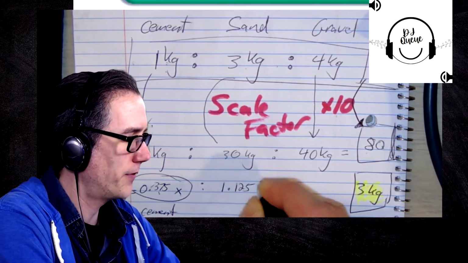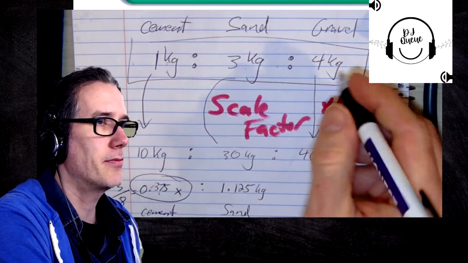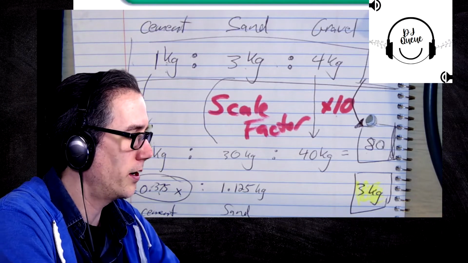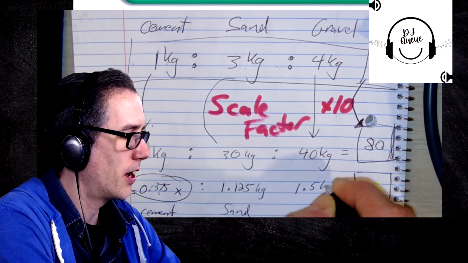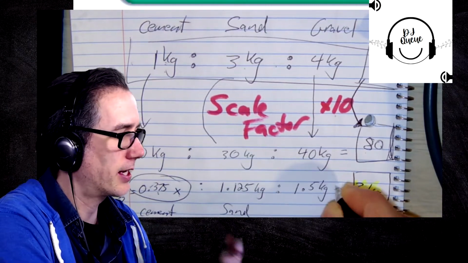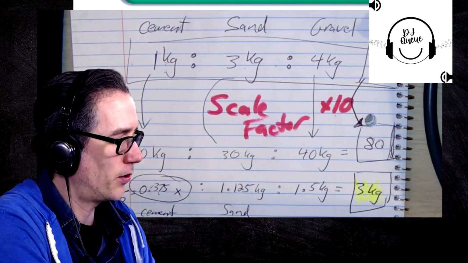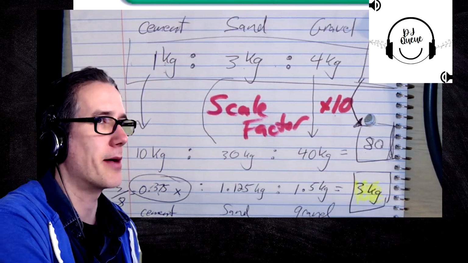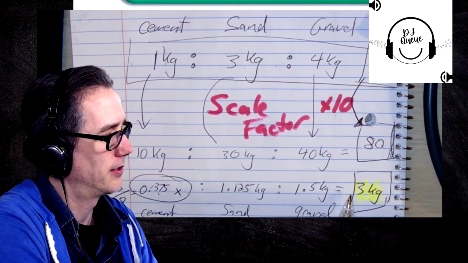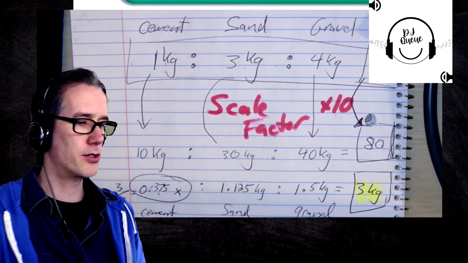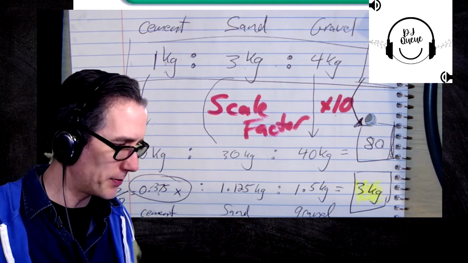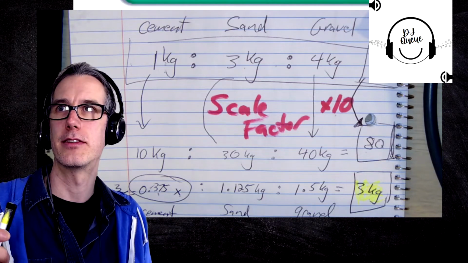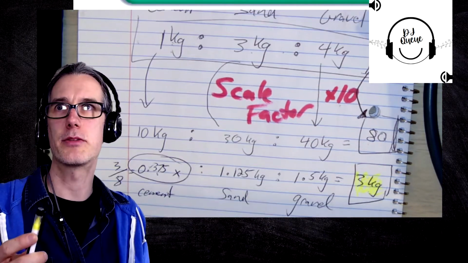1.125 kilograms of sand. I do the same initial scale factor, 0.375, times 4 to give me 1.5 kilograms of gravel. And I can check my answer by adding all the cement, sand, and gravel together to see if it adds up. Hey, look. That adds up to 3. Perfect. So that is me doing it and checking my answer. There is another way. Do you want to see it? That clear as mud? Yeah?